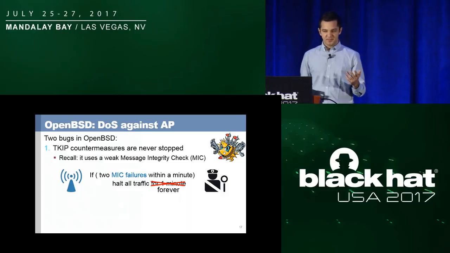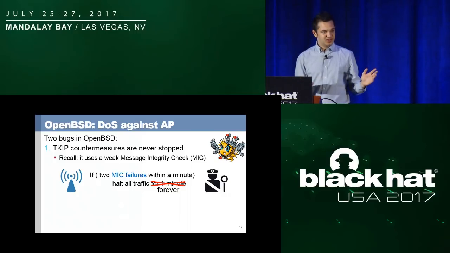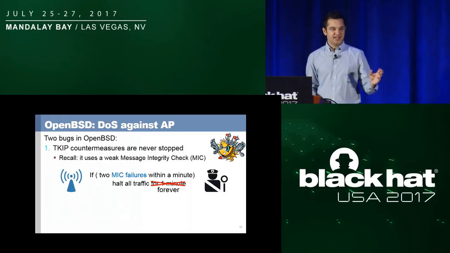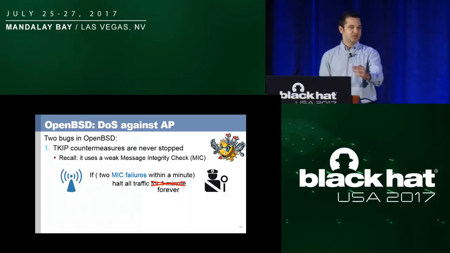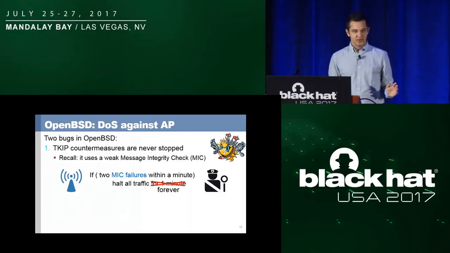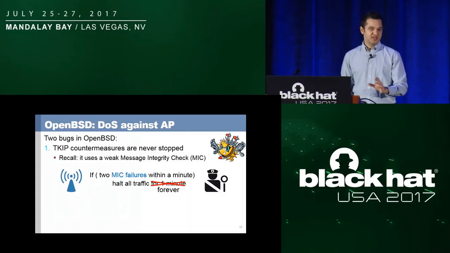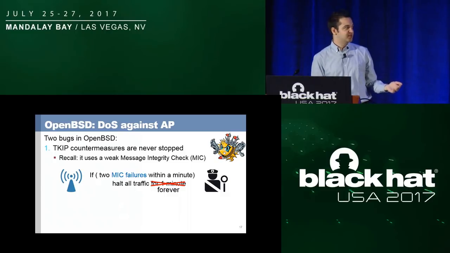These MIC failures happen when, for example, the client receives a WPA TKIP message where the message integrity code is invalid. And if that happens, the client will send a so-called MIC failure report towards the access point to inform it: hey, I got a strange corrupted message here, maybe I'm under attack. And if the access point receives 2 of these messages, then it will stop all traffic. And in the case of OpenBSD, it will stop it forever.